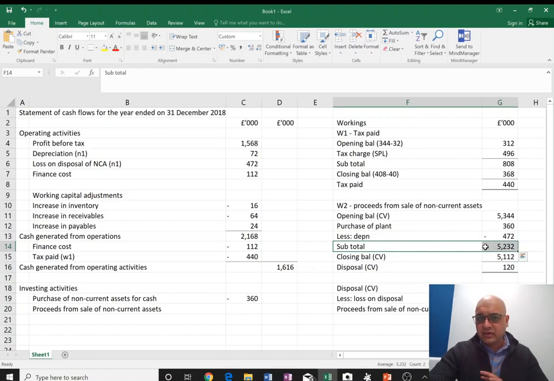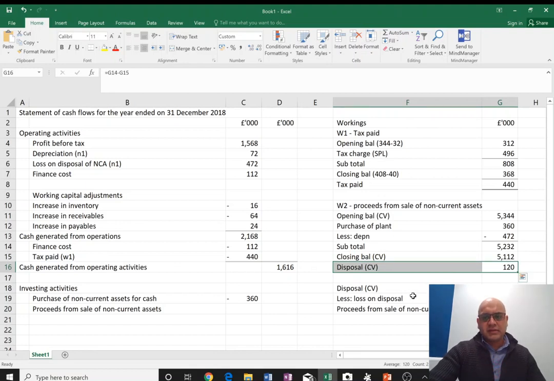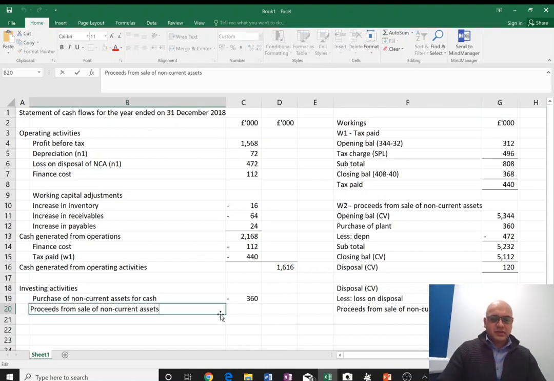Now, in an ideal world, if nothing else took place during the year, that should be our closing balance. But the closing balance was different. That means something else happened during the year, and we found the disposal because the closing balance was less than the subtotal. So we found the carrying value of the disposal. We deducted the loss from it and found the proceeds from the sale of the non-current asset.